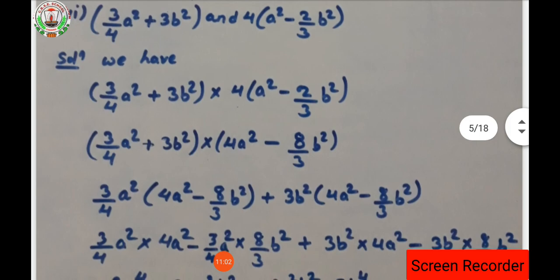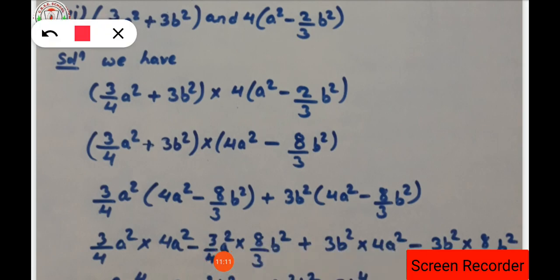Then the next one is very simple. Just go through it and see that 3a square and 4 will multiply. Before multiplying, look, students, it is a little bit different. What is here? Multiplication it is said, isn't it? So in place of and, the multiply sign will come. Then after, look at this expression in the question, 4 is given outside the bracket.